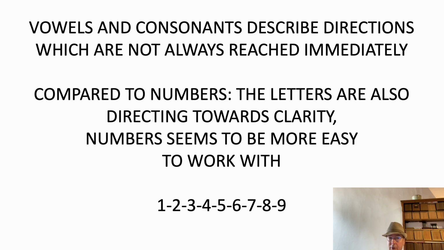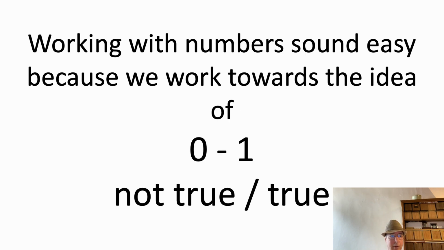Compared to letters, to numbers, the letters are like everything. There is a clarity which is looked for, but it's not immediately exact. The things are not always exact. Numbers seem to be much more easy. It's either 1, 2, 3, 4, 5, 6, 7, 8 or 9. It just seems that working with numbers is easy because of the idea that it's either true or it's not true. It's either 0 or it's 1.